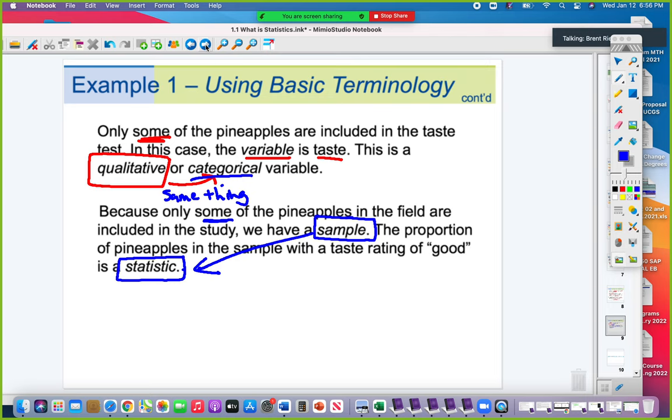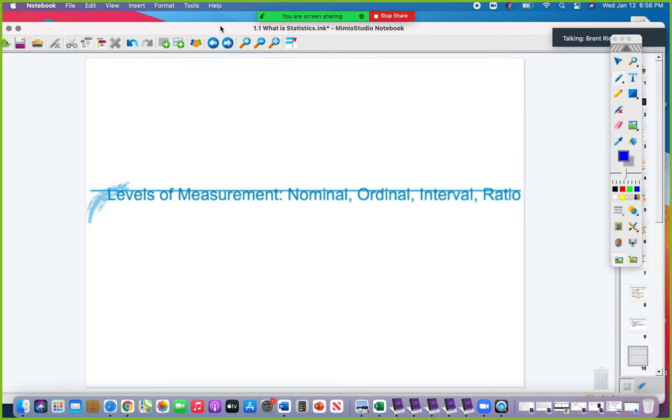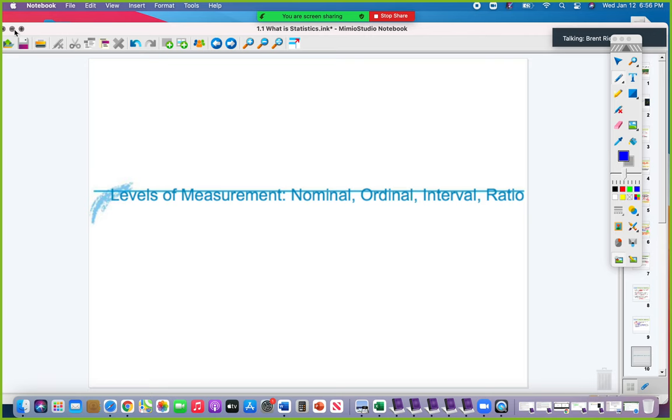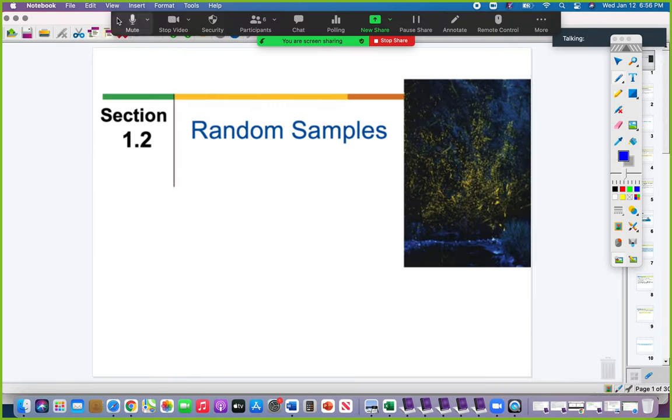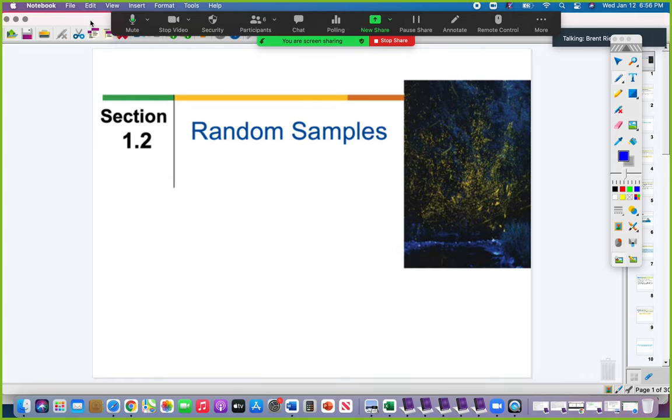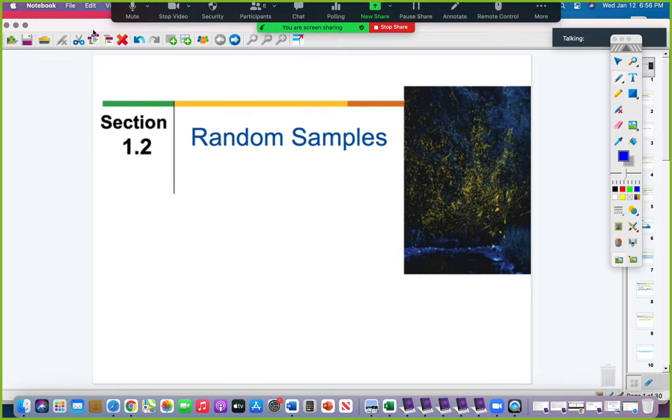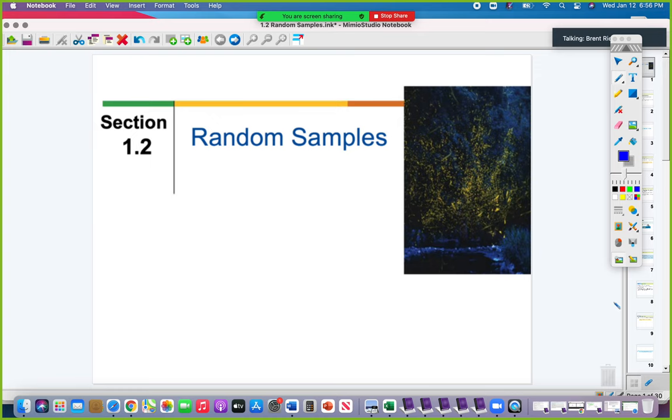All right, and I think that's it for 1.1. We're going to save this levels of measurement for 1.3. So now we're going to take a look at 1.2 here. And I know it says 30 slides. We'll get some good notes, but the last, I want to say the last 18 slides are really like 4 slides. Okay.